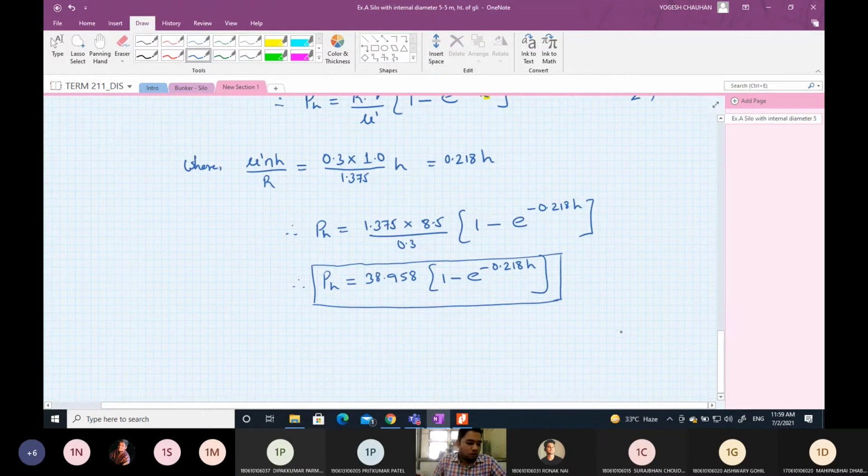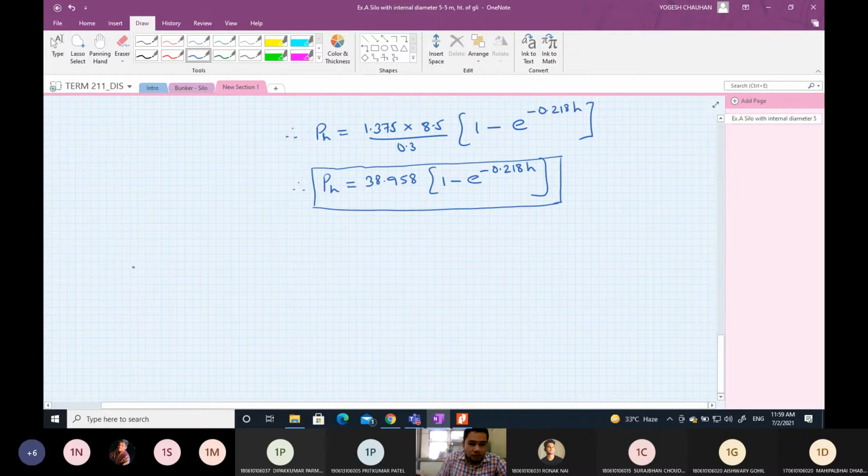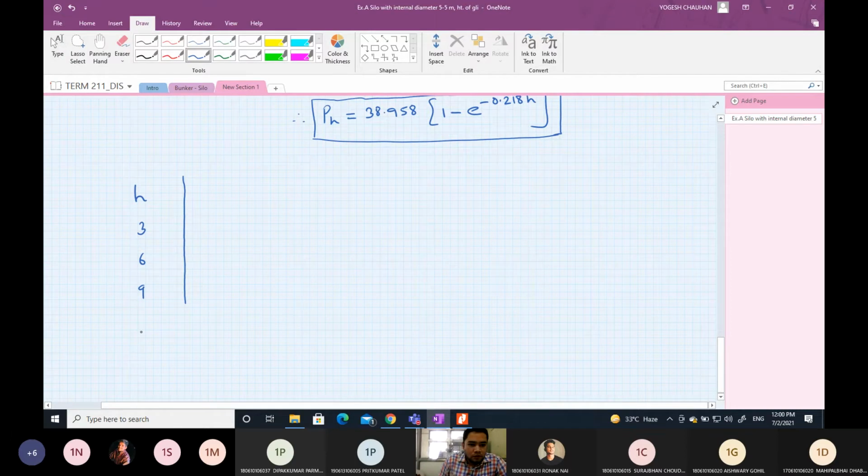Now we'll find this value of horizontal pressure at different heights. So at different heights, let us make a table of H. So at 3 meter, at 6 meter, at 9 meter, at 12 meter, at 15 meter and at 18 meter. You find these pH.